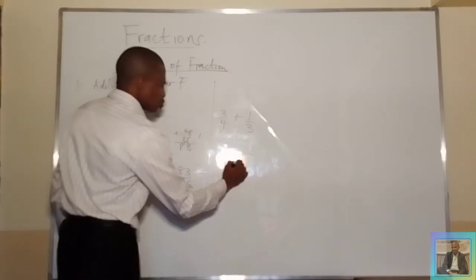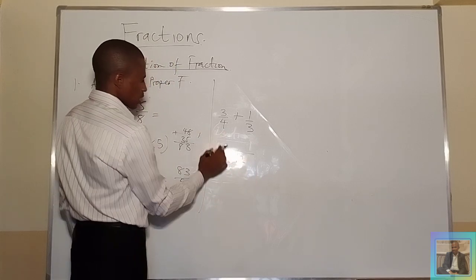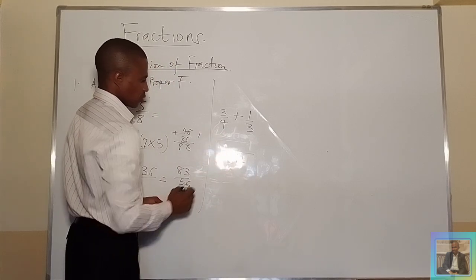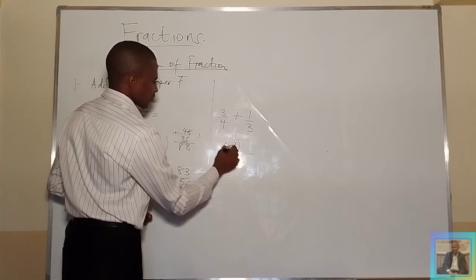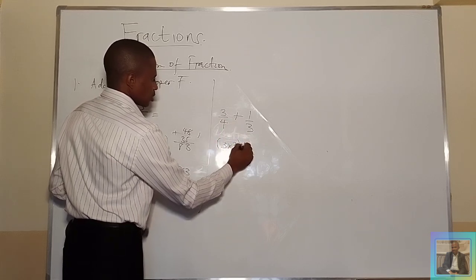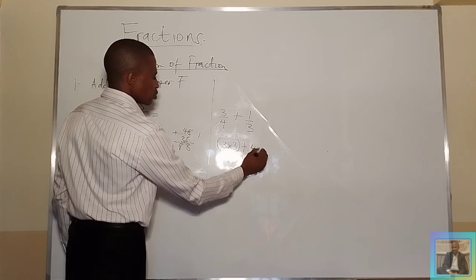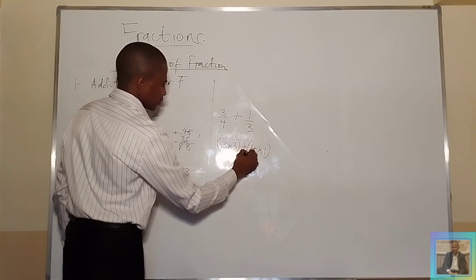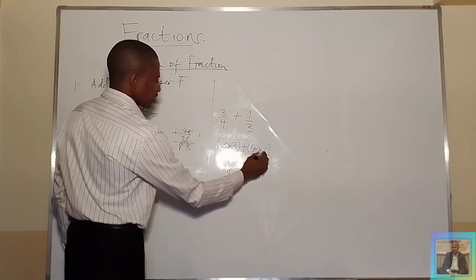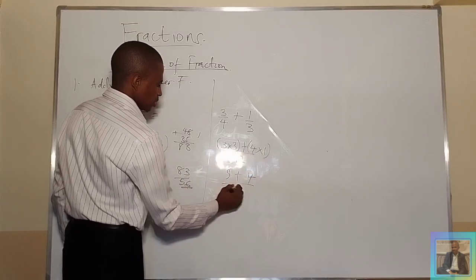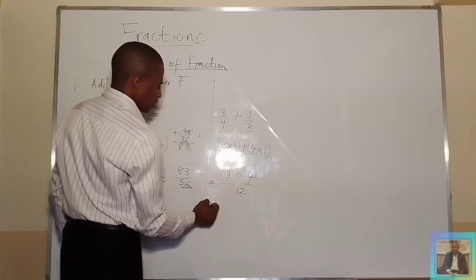How many 4 can you find in 12? 3. Then you say that 3 multiplied by this 3. You put this addition. How many 3 can you find in 12? 4. Then you multiply by this one. 3 times 3, 9. 4 times 1, 4. Then over 12. 9 plus 4, 13. Over 12.